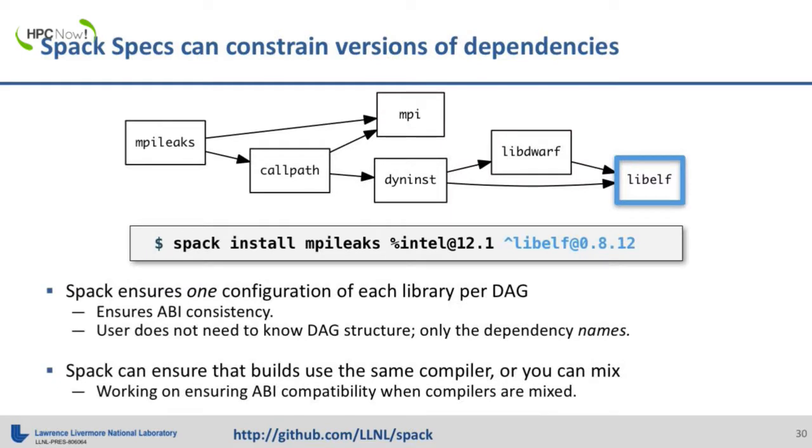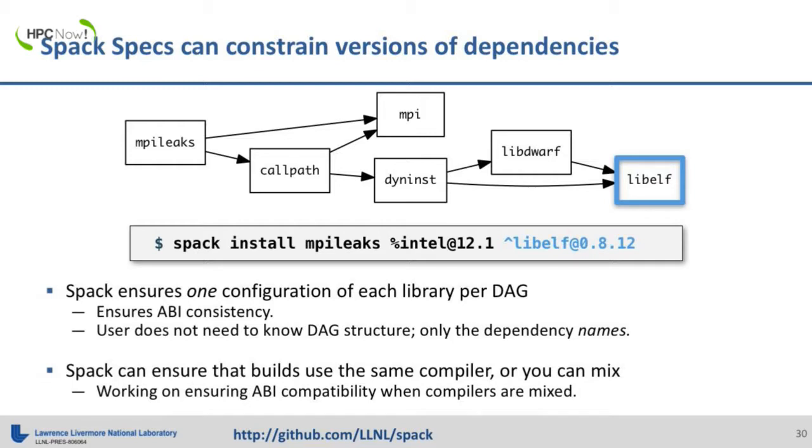Okay. And we talked about this a little bit, but this is what's going on when you constrain the dependencies. So when I say spack install mpileaks %intel@12.1 ^libelf@0.8.12, I'm saying I know that that thing depends somehow on libelf. I don't care about the structure. I just want libelf to be at that version because I know, say, that the default version was causing me problems the last time I tried this. And so we have a syntax that lets you say that.